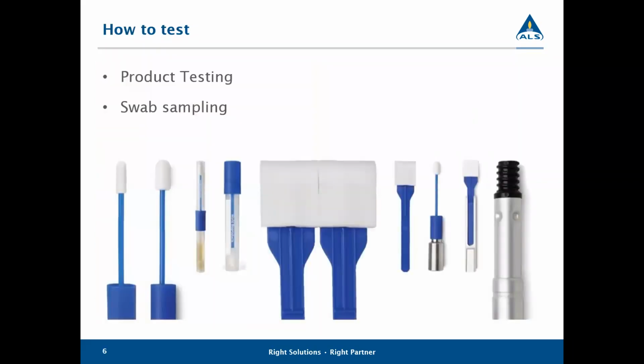So how do you test? Well, there's many different ways for you to be able to test. The typical methods are via swabs, sponges on handles. You use a small cellulose sponge that's attached to the end of a long plastic handle, and the whole unit is contained in a sealed bag containing a small amount of transport buffer.